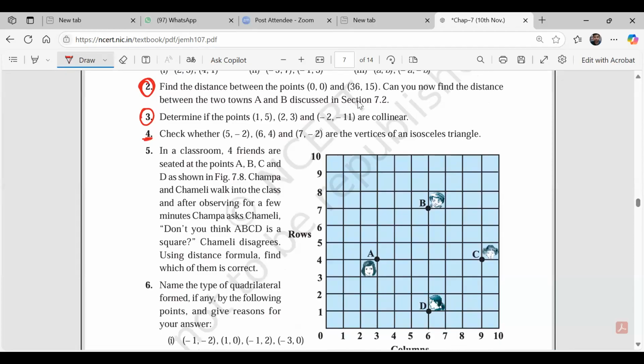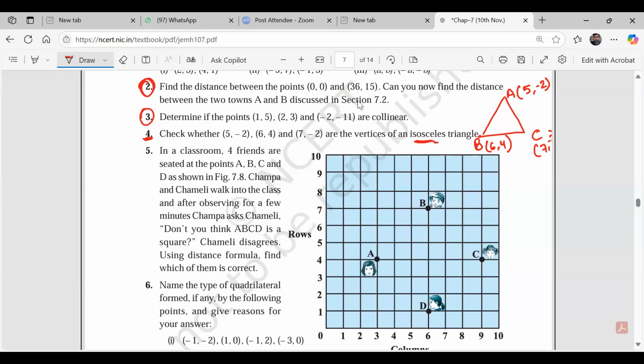Number 4. Check whether these are the vertices of an isosceles triangle. You have a vertex A given over here as 5 comma minus 2. The vertex B is given as 6 comma 4, and the vertex C is given as 7 comma minus 2. You have to check whether these are the vertices of an isosceles triangle or not.